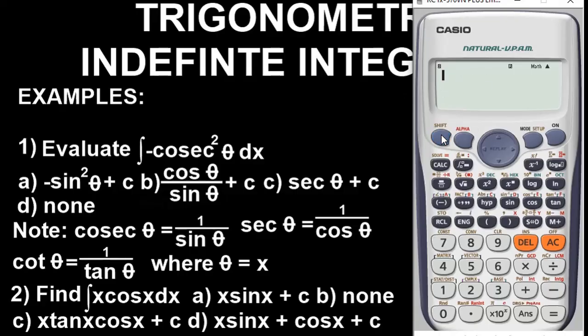And so we press shift, this button has the integral sign on it, and you come and you see d over dx. So the first option is minus sine square theta. So we go ahead and input it, minus sine square theta. So put your x, alpha x, close the bracket, then put the square.